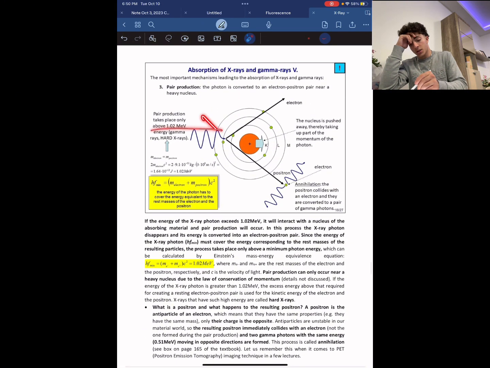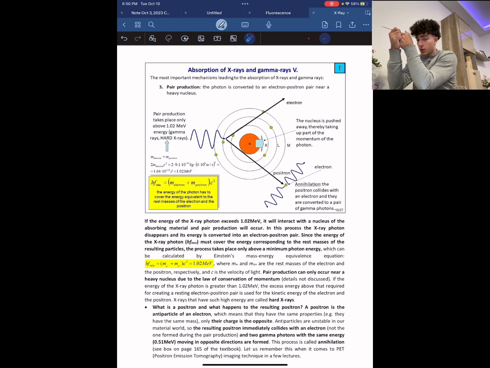Then we have pair production. This is very, very cool. So what do you have here? You have an X-ray photon. And what happens is you have a heavy nucleus. Why do you have a heavy nucleus? Imagine a gun. You shoot, okay? And you have recoil. You need a heavy nucleus to keep this stable.